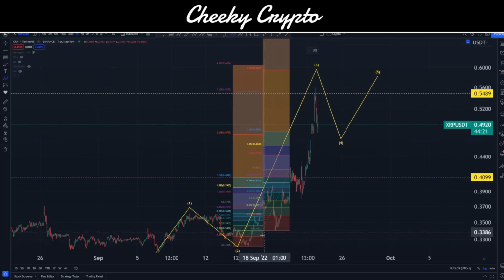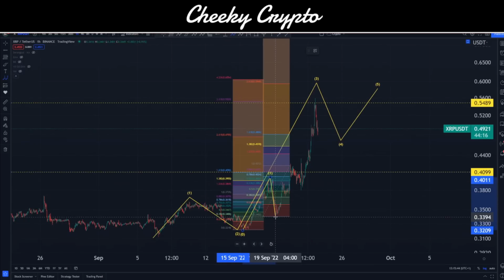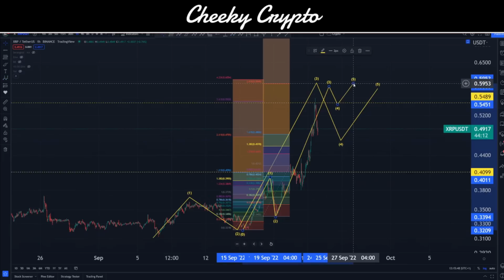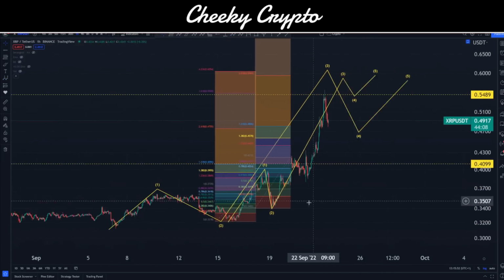So let me draw those on. This is going to get really messy, so I do apologize, guys. There's a lot of stuff going on here with XRP. Pull back down. You could argue that maybe we haven't even finished this wave 3, 4, and then 5, and all of that have to be inside that wave 3. Okay, then we can go down deeper.